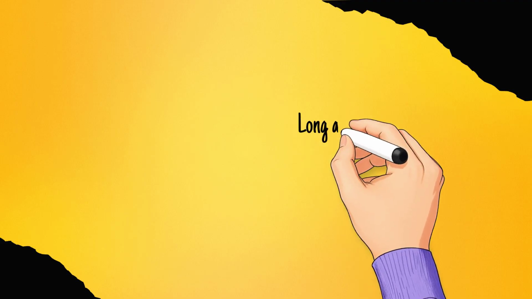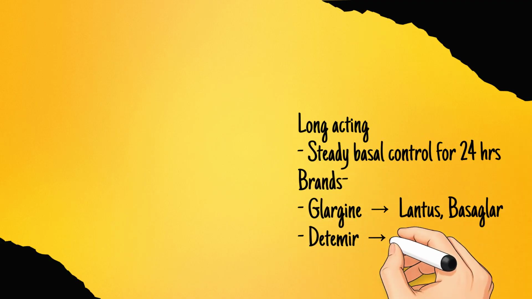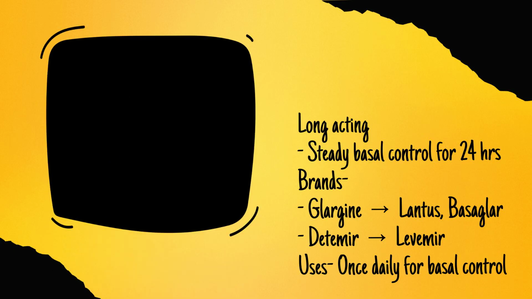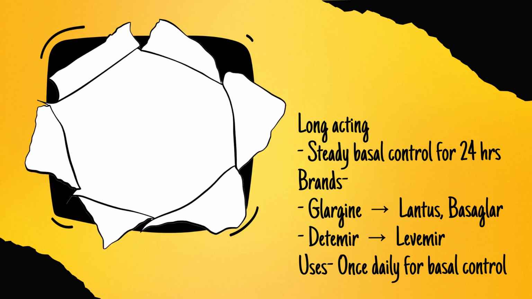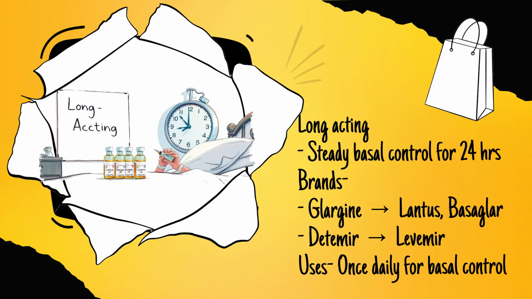Just like the previously discussed rapid acting insulins, insulin can also be modified to prolong its action. Long acting insulins, which have a steady basal control for 24 hours, are the newer analogues. Examples include Glargine, which is commonly marketed as Lantus or Basaglar, and Detemir, which is marketed as Levemir. They are used as once daily insulins, usually in the night, for a steady basal control for the 24-hour period.